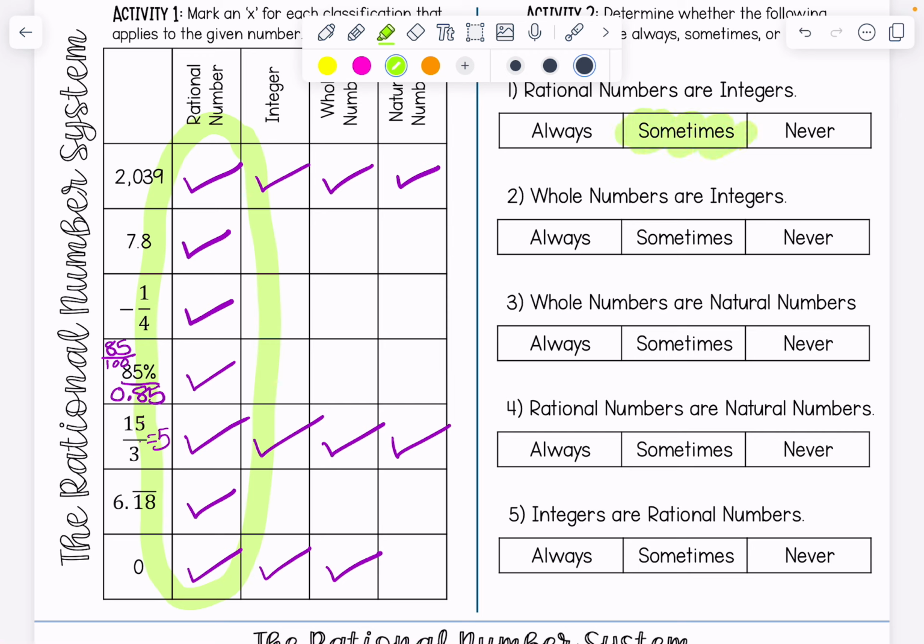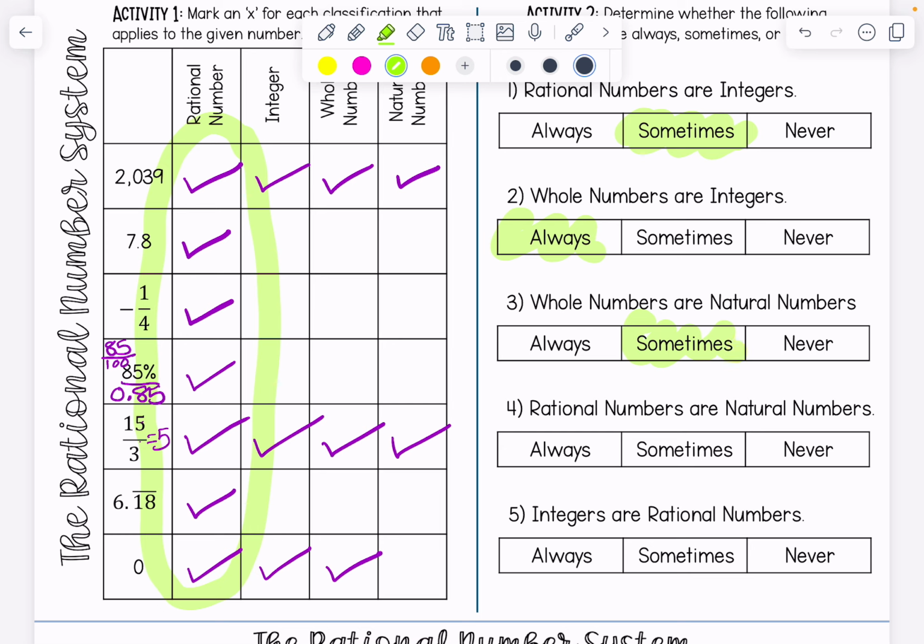Whole numbers are integers. So when we look back over here, okay, I look at the ones that I classified as a whole number, and then if I look next door, they also all were integers too. So whole numbers are always going to be integers, okay? As soon as you can classify something as a whole number, it's automatically an integer as well. Whole numbers are natural numbers, so working backwards, I have my ones that I checked off as being whole numbers, and if we look next door, a couple of them are natural numbers as well, but not all of them. So this one is going to be a sometimes.